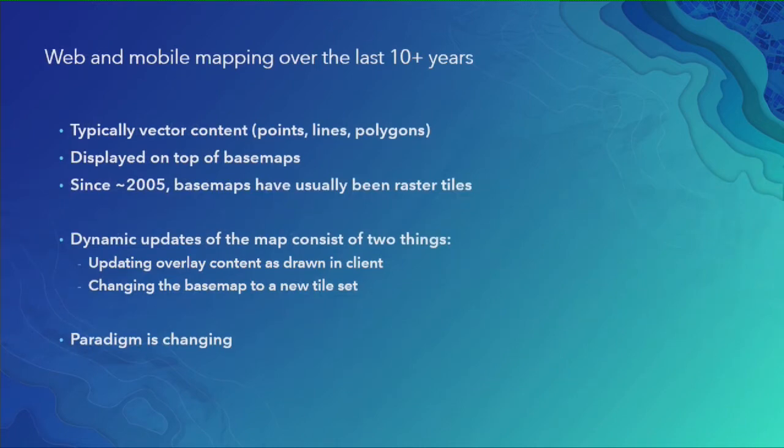Okay, just to start off, if you look at web and mobile mapping over the last 10, 15 years, we typically have vector content displayed on top of basemaps. Since 2005-ish, those basemaps have usually been raster tiles. If you wanted to update your map, you're either updating this overlay content or you're swapping out basemaps, recooking tile sets, things like that. And really this model is changing quite a bit.